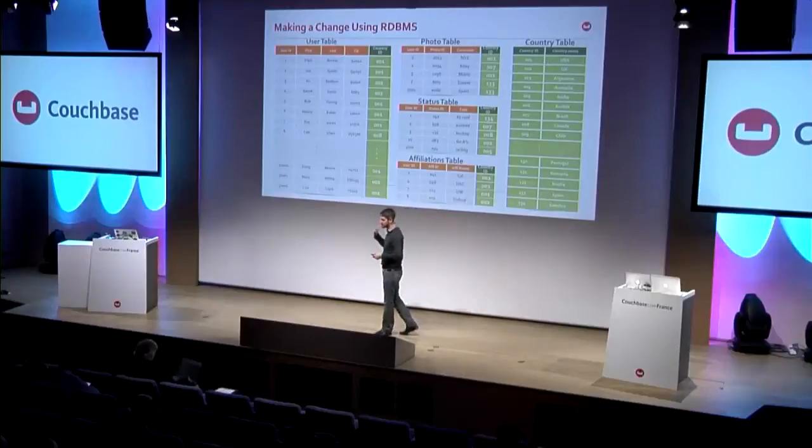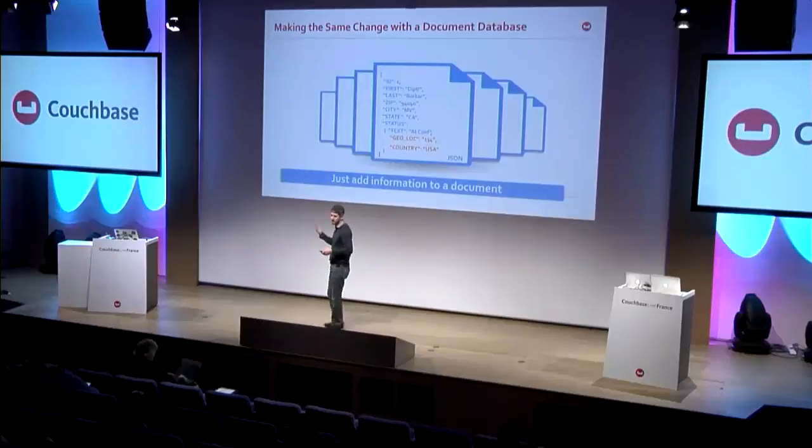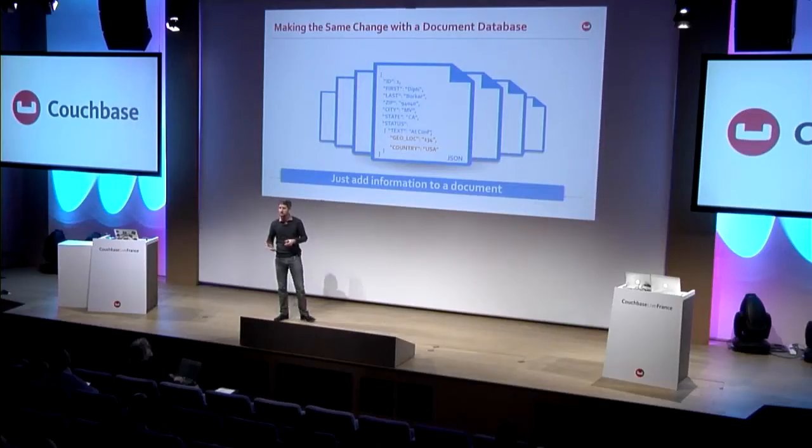At a very simple level, when we think about making the same change in a document database, it's just as simple as editing the one document that you want to add that change to. So we may have millions or billions of user profiles in here, and it may be Dipti, who's the only one that has supplied us with geolocation data, so we just put that in her user profile document. We don't care about the other ones. The other ones still stay the same. There's no need to go and edit all of the other documents.